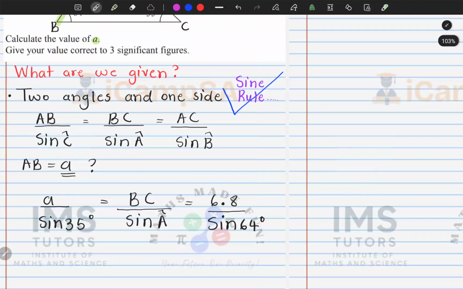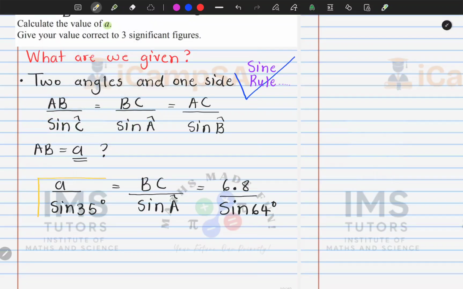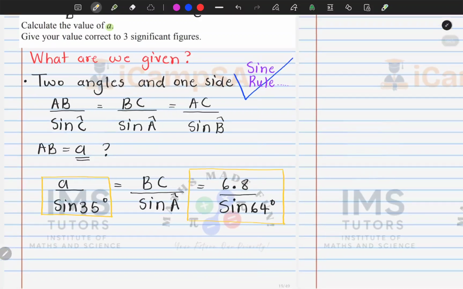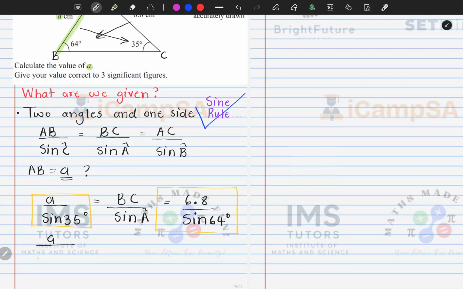So when I look at my equal signs, the middle part here is not helping me so much. So it means what I need to do is take this yellow and equate it to this one, because there is nothing missing there. If I equate the two, I'll be able to find the A value. So A divided by sine of 35 degrees equals 6.8 divided by sine of 64 degrees.